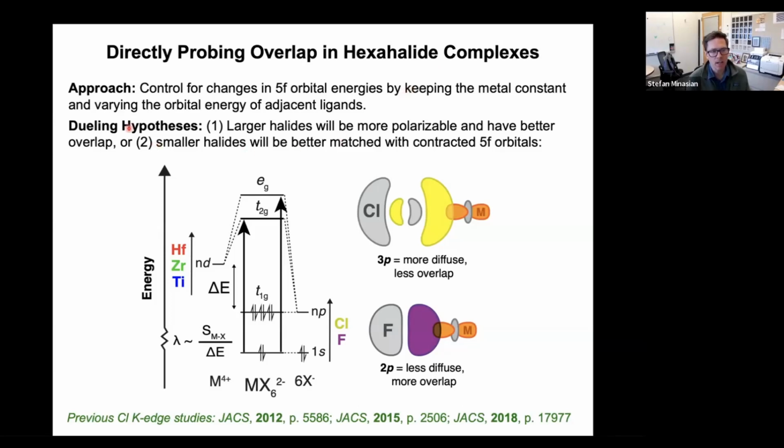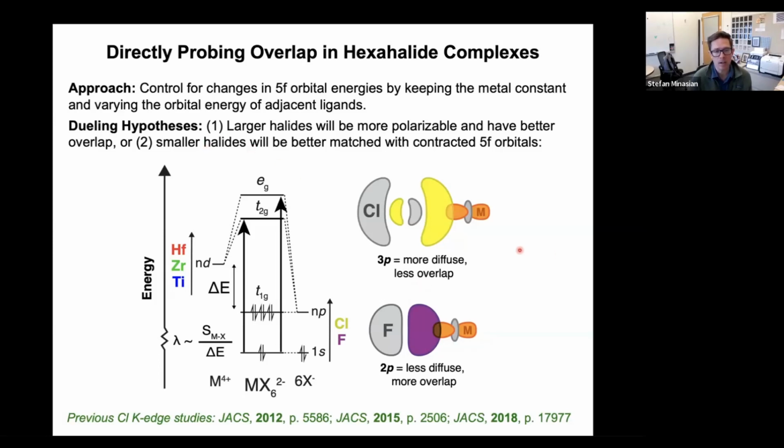And we essentially had two different hypotheses here. One was that for larger halides, things like chloride or bromide or iodide, these would be more polarizable, and you would then have a better overlap with actinide systems. But another hypothesis was that you would actually need smaller halides like fluorides because they'd be able to get closer and have a better overlap with the very contracted 5f orbitals. And so we really weren't quite sure what to expect.